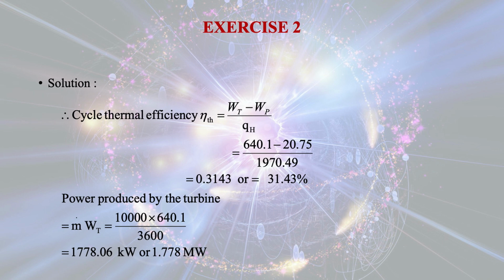The power produced by the turbine is equal to m dot WT is equal to 10,000 multiplied by 640.1 divided by 3600. So finally you will get the power produced by the turbine is equal to 1778.06 kilowatt or 1.778 megawatt, because if you want to convert kilowatt to megawatt, you have to divide by 1000. So 1778.06 kilowatt is equal to 1.778 megawatt.